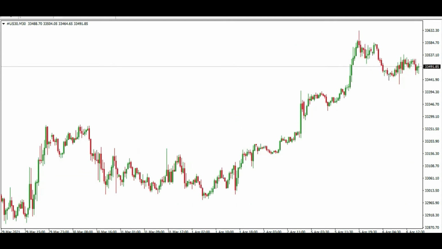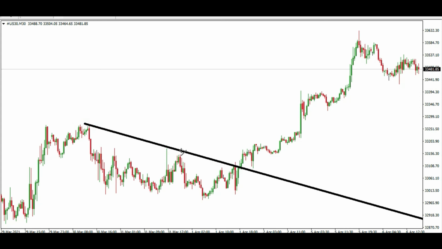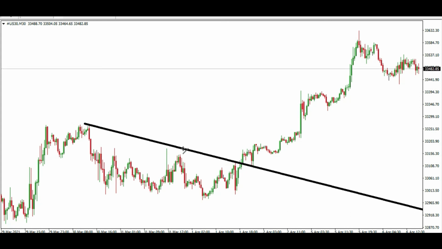Another example is the US 30 index. If you watch this on the 30-minute chart, we can always draw main trends but small trends as well. For example, I will just draw one small trend line like this. You see, a small trend line. Then on April 1, this bearish trend line is broken.